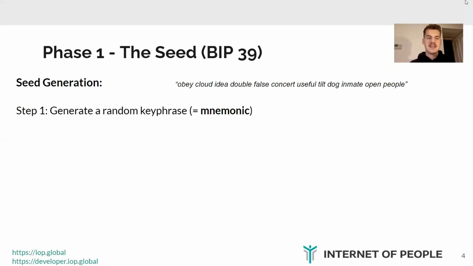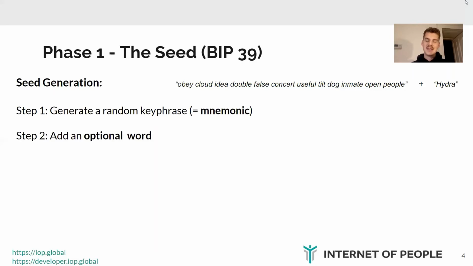The first step in generating a seed consists of generating a random key phrase, also called a mnemonic. On the screen, you can see such a sentence, and this sentence consists of 12 words picked from a specific dictionary. Actually, the way this works is that you generate random numbers and you translate them using this dictionary to the words you see on the screen. So these dictionaries are defined for several languages, but we will stick with the English one.